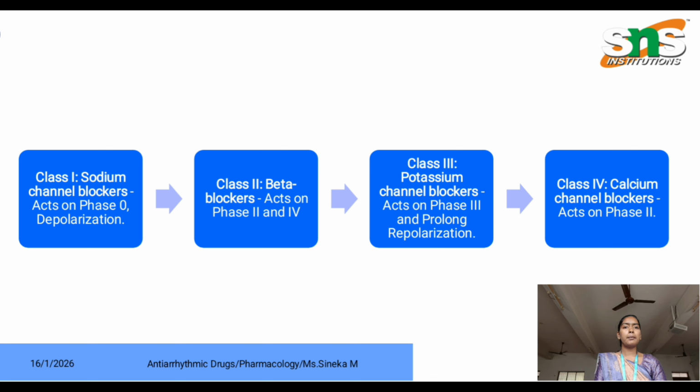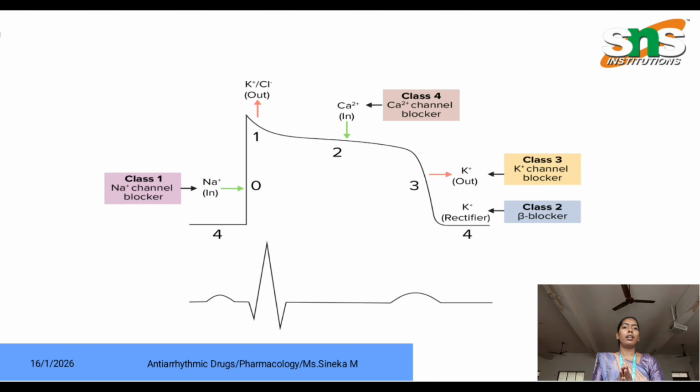So the 4 types of drugs act on various phases. Here is the image of the 4 types of drugs acting on various phases. Class 1 sodium channel blocker, class 2 beta blocker, class 3 potassium channel blocker, class 4 calcium channel blockers.